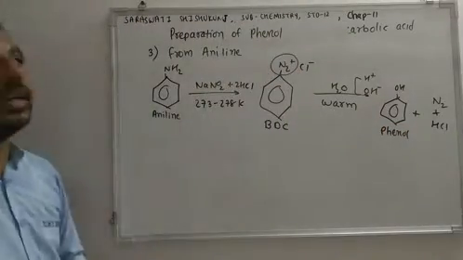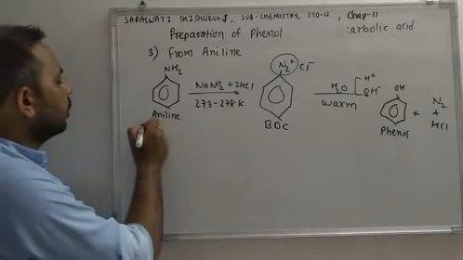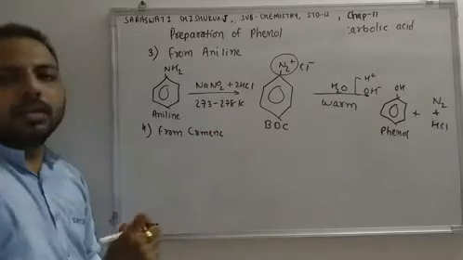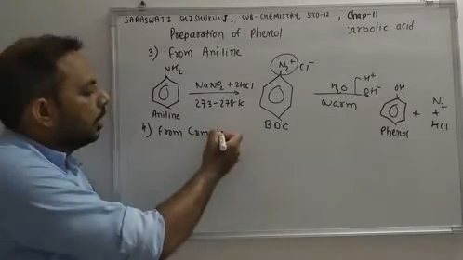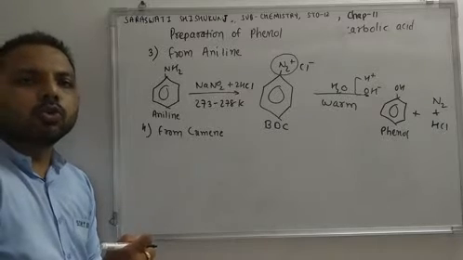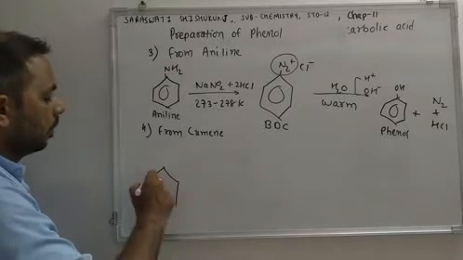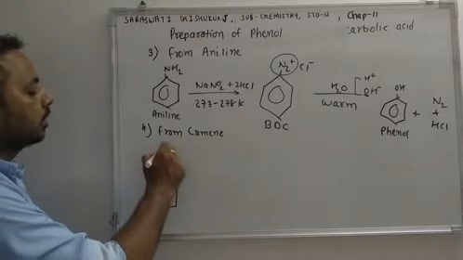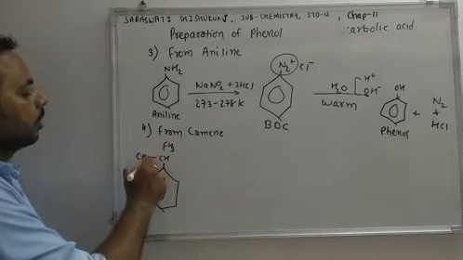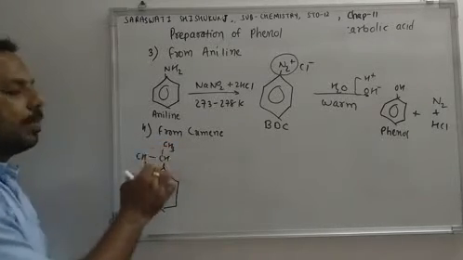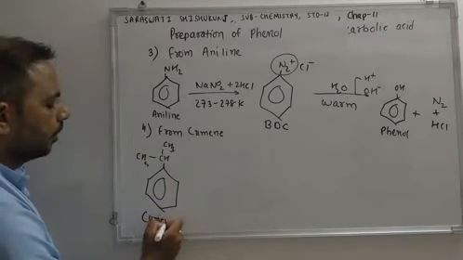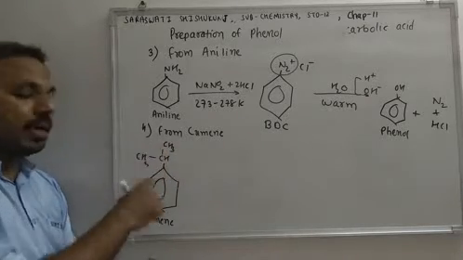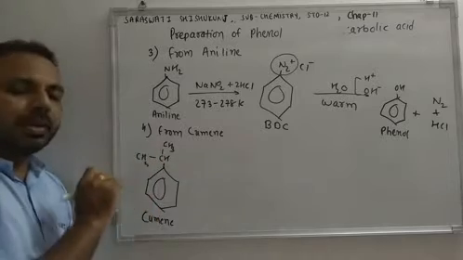Okay. Last reaction for the preparation of phenol, that is from cumene. Now you must be wondering what is cumene. So cumene is isopropyl benzene. This is benzene. Isopropyl benzene is like this. This is isopropyl benzene, or we can say this is cumene. The structure of cumene is isopropyl plus benzene. It is also known as cumene.